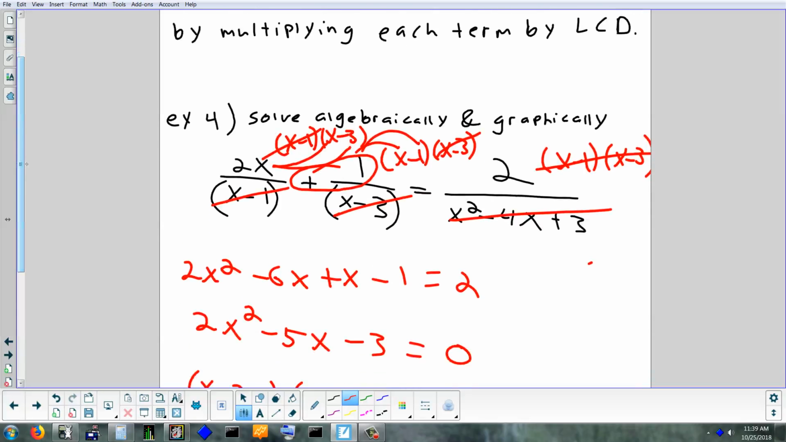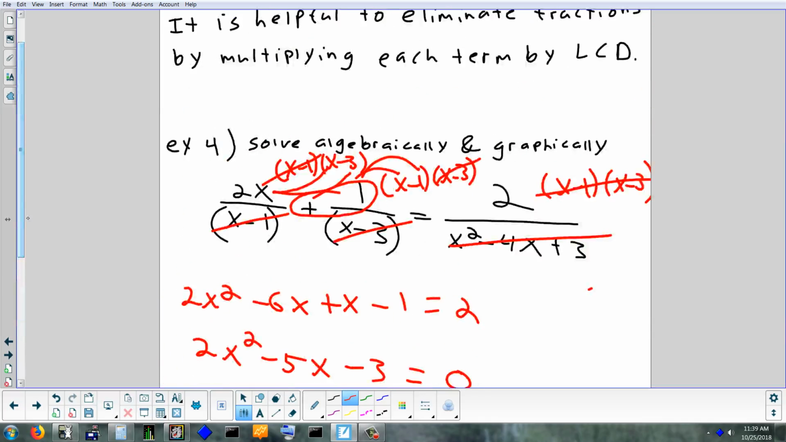Now let's check negative a half. You know what, we don't even need to check it really. As long as you can plug it in and you don't divide by 0, then it would work. Right? I'll check it this time just to show you, but that's the quick way. If you plug it in and you don't get 0 in the denominator, it's good.